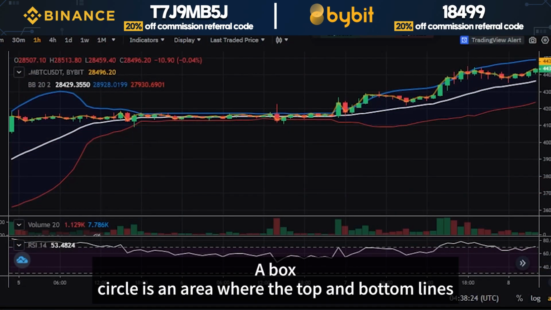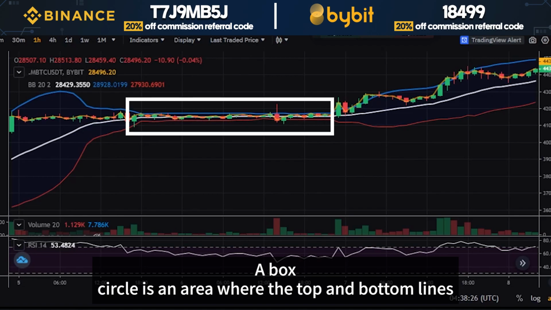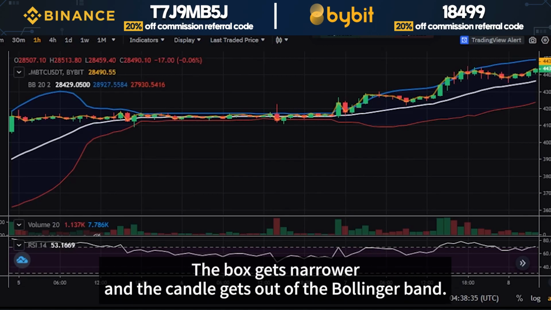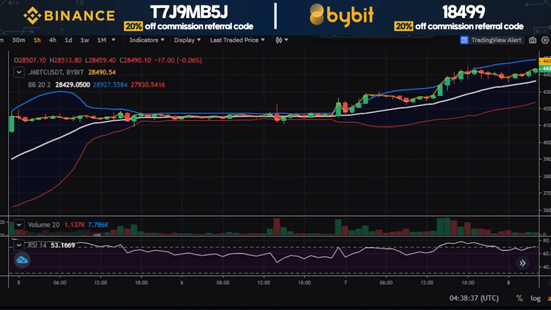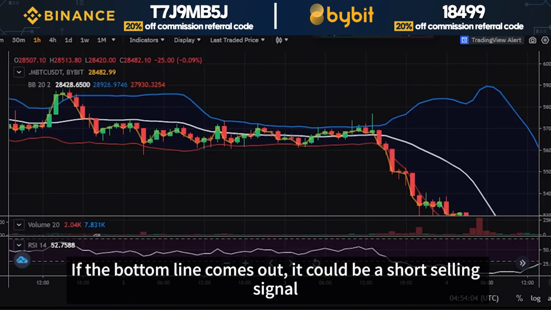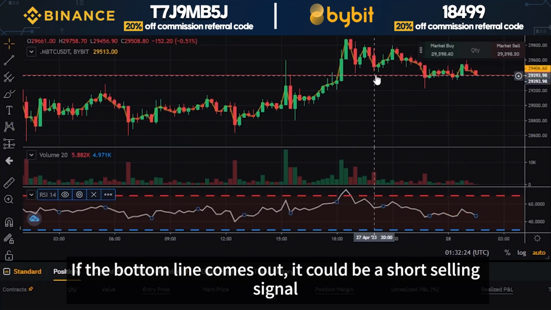A box zone is an area where the top and bottom lines are continuously horizontal for a period of time and the width of the band becomes narrower. The box gets narrower and the candle gets out of the Bollinger Band. If the top line comes out, it could be a buy long signal. If the bottom line comes out, it could be a short selling signal.